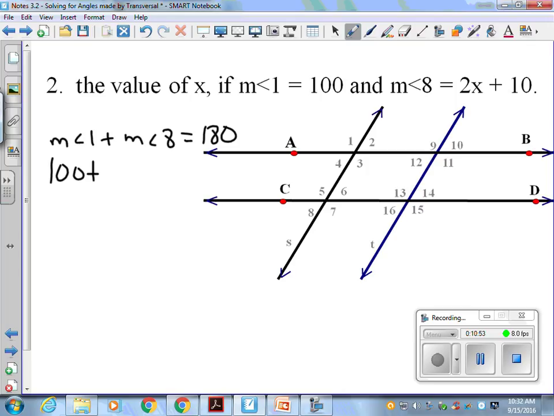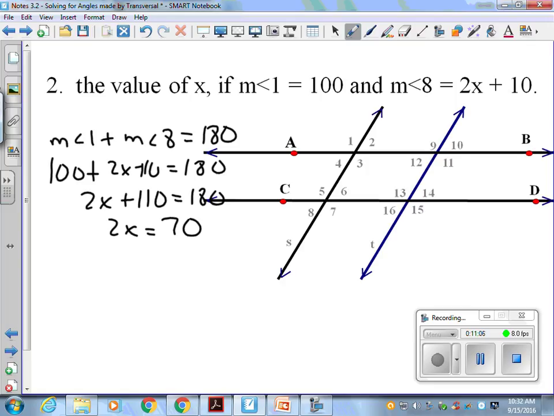So 100 plus 2x plus 10 equals 180. So 2x plus 110 equals 180. 2x equals 70 if you subtract. x is 35. That one works out great because we got a name for it. We know what to do.